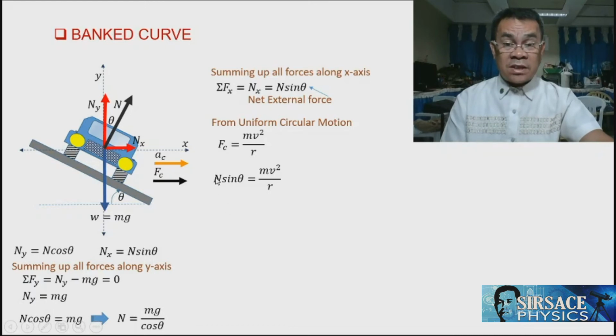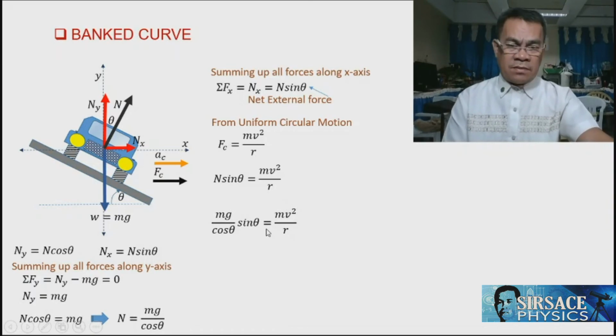Now, what is N? N is this one, mg over cosine theta. So we will replace this with mg over cosine theta. Okay, that's it. Now, take note that the mass here can be cancelled with the mass on the opposite side. So, mass will be eliminated.